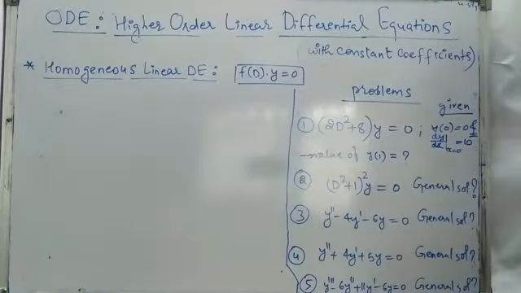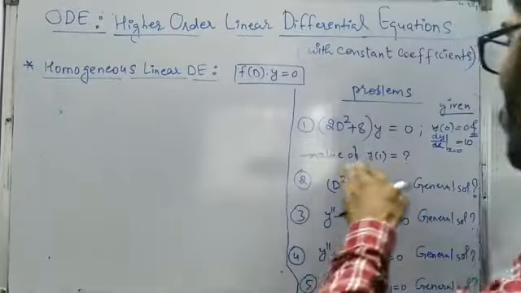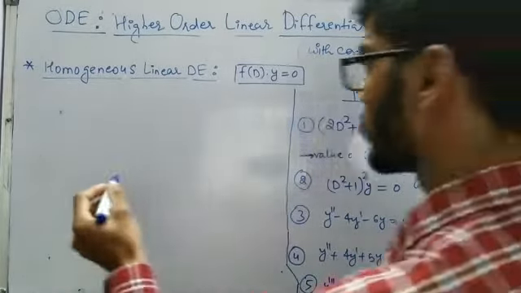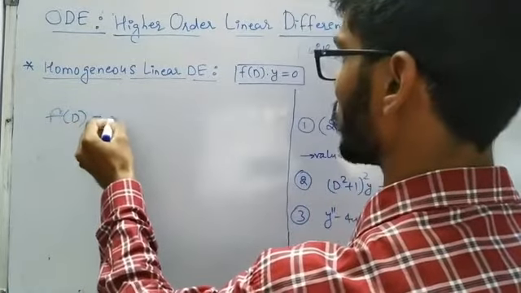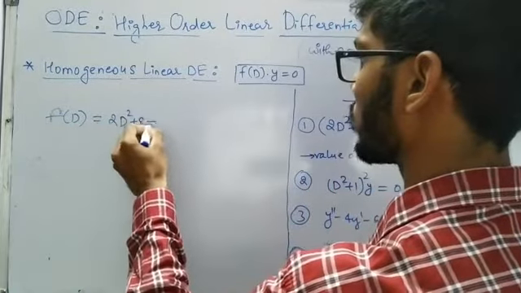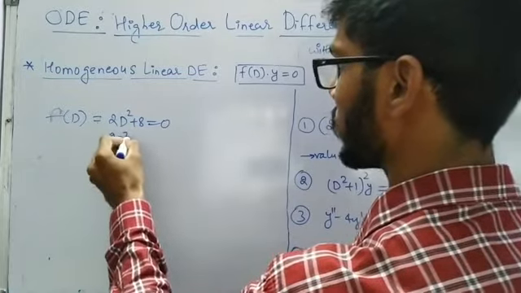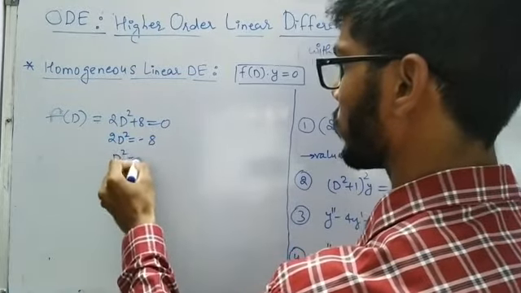So first we have to calculate the general solution, then its exact solution, and then we have to put the value x equal to 1. So let us go step by step. So the auxiliary equation f of d is equal to 2d square plus 8 is equal to 0. So 2d square is equal to minus 8, d square is equal to minus 4.